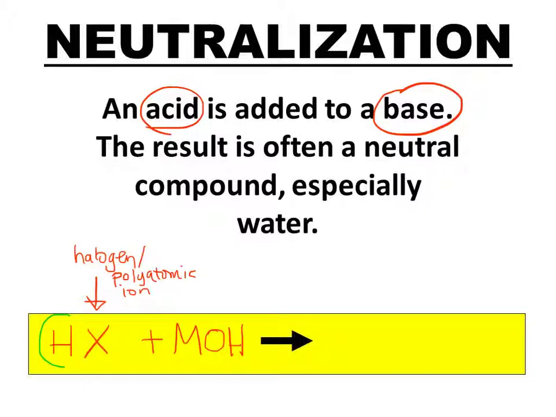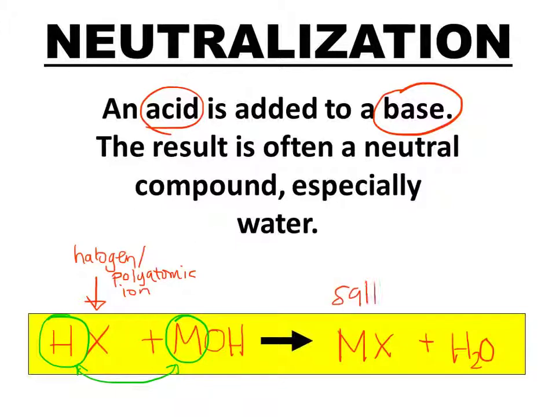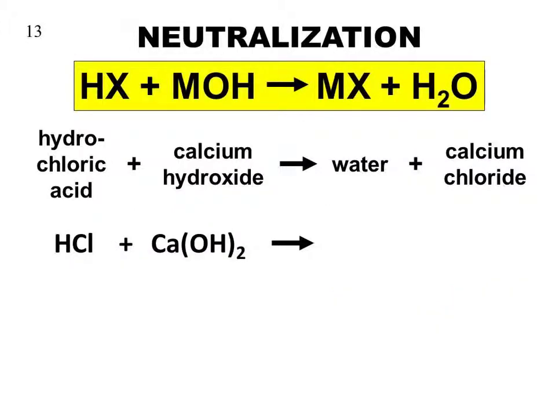Because what happens is this hydrogen and the metal, they will swap places and you end up with the metal with X plus HOH. In other words, HOH is also water, H2O. So in neutralization, you always make a salt and water, always. So let's go ahead and look at a couple of neutralization reactions.